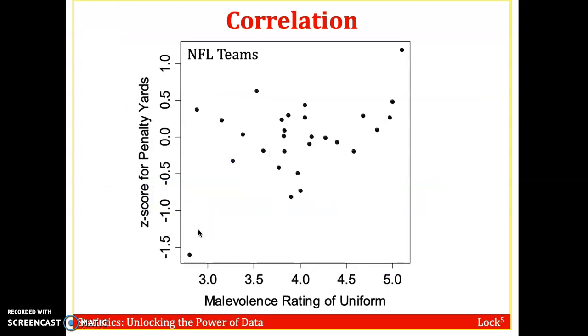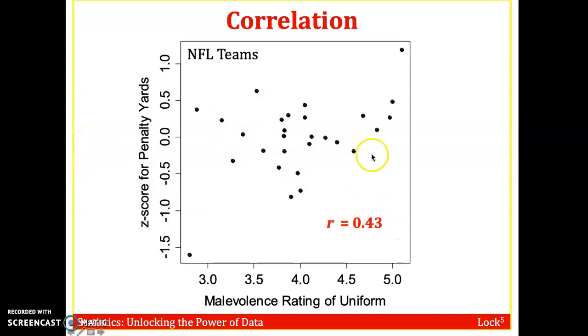All right, here's an interesting graph. This data comes from, I think, the 2015 NFL season, so it's a couple years old. There's a rating on the malevolence of the uniform, and then here is a z-score, standardized, for penalty yards. Basically, how many penalty yards a team gets over each game and over a full season. For those of you that follow football, what do you think? We have an outlier of the most malevolent uniform and then the least malevolent uniform. Interesting to see if you can guess those.